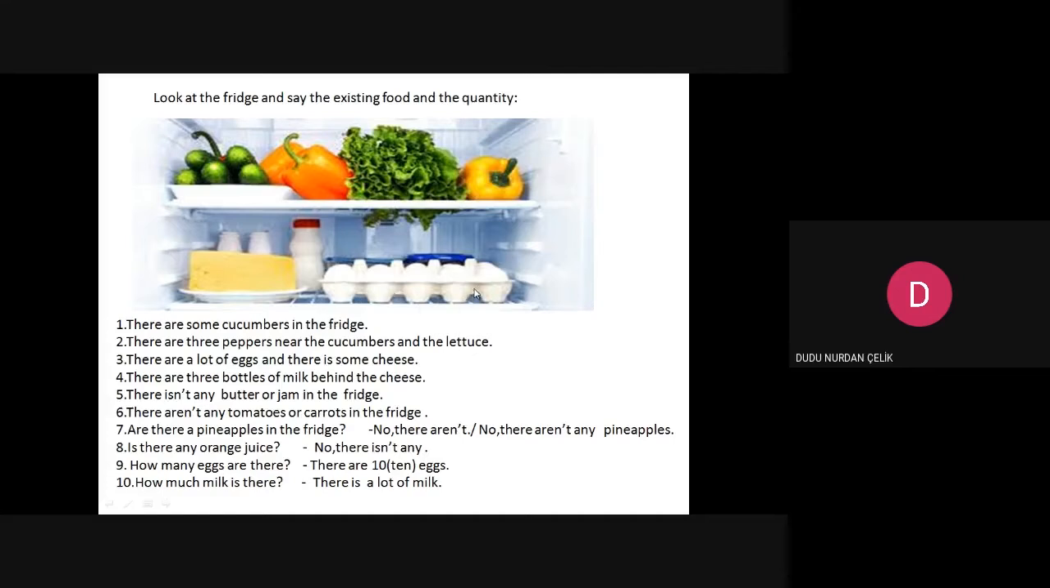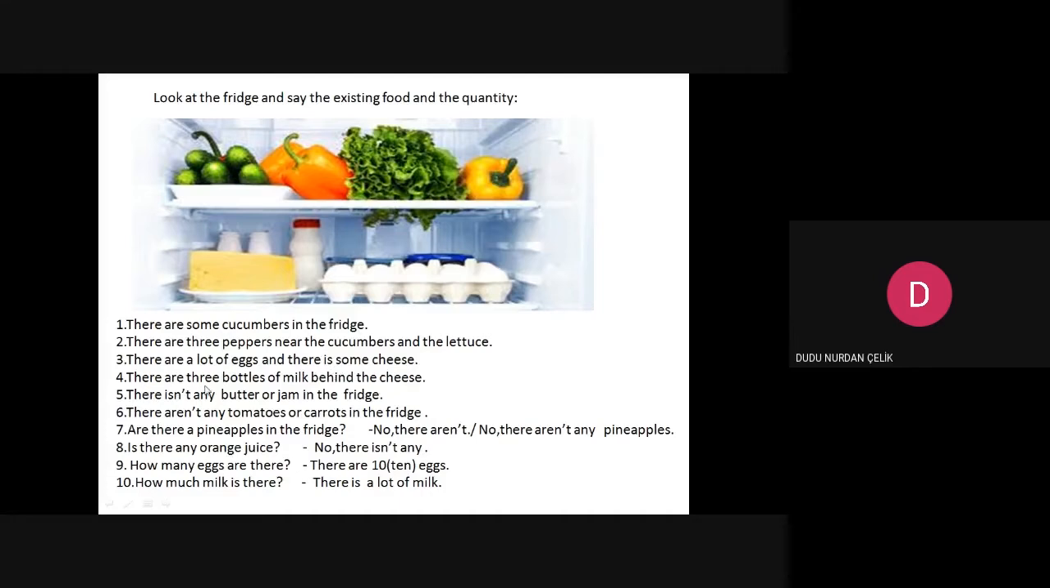Eggs: 2, 4, 6, 8, 10 eggs. There are a lot of eggs. And there is some cheese. Cheese is uncountable, so we always use uncountable nouns in singular form and say there is. There is some cheese, or there is a little cheese, or there is a lot of cheese. It doesn't change. Always there is.